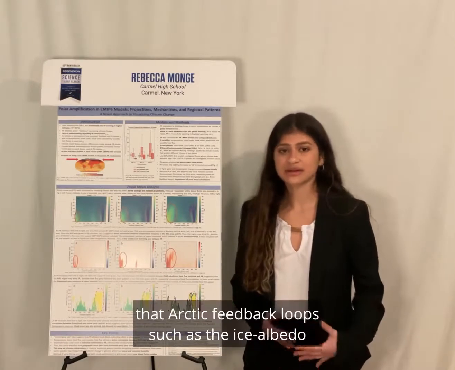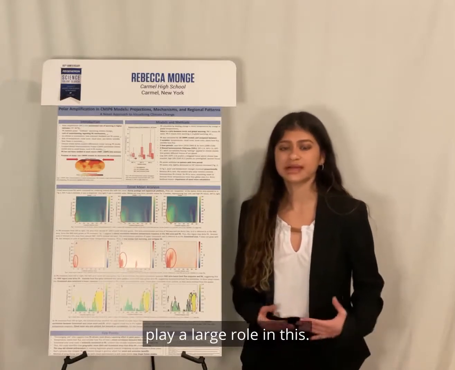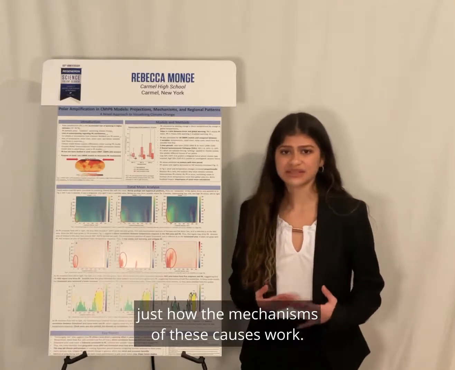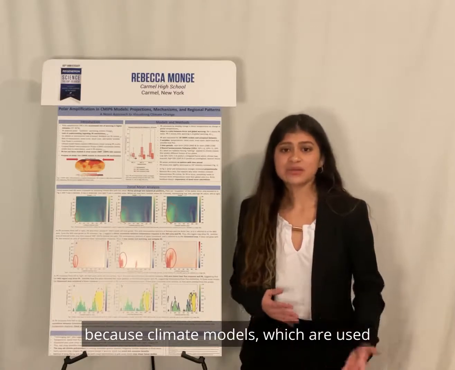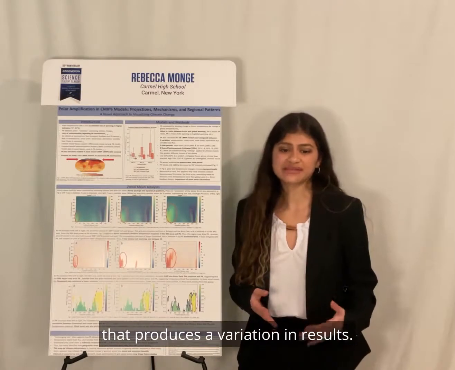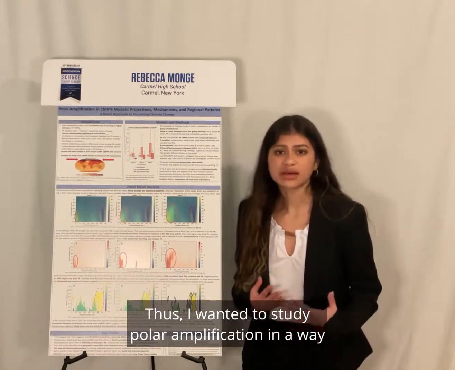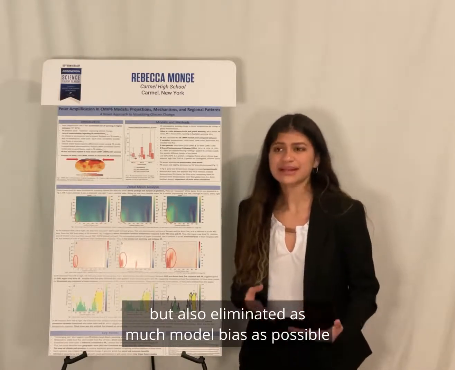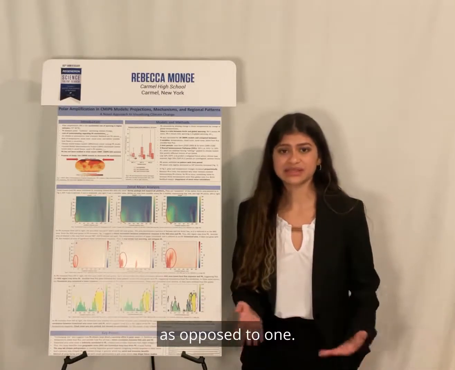Researchers have determined that Arctic feedback loops, such as the ice albedo or atmospheric heat transport feedback loops, play a large role in this. However, there's uncertainty regarding just how the mechanisms of these causes work. This is largely due to model biases, because climate models, which are used to study polar amplification, contain framework differences that produce a variation in results. Thus, I wanted to study polar amplification in a way that not only identified the mechanisms behind it, but also eliminated as much model bias as possible, which can be done by studying multiple climate models as opposed to one.